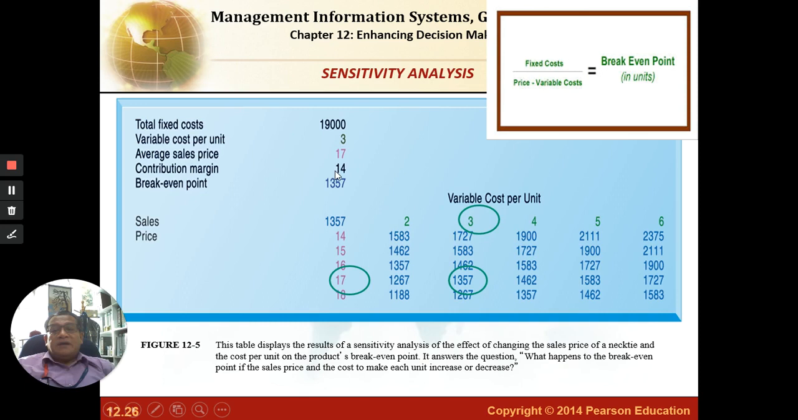And by that, you have the contribution margin of $14, and that will achieve your break-even at $1,357. So it means that if your cost is $3, you have to sell at least at $17 per product, and that will make your break-even $1,357, right? If you sell at a higher price, then you can get a higher profit margin. So this is what sensitivity analysis is all about. You can get it done by using mostly spreadsheet software.